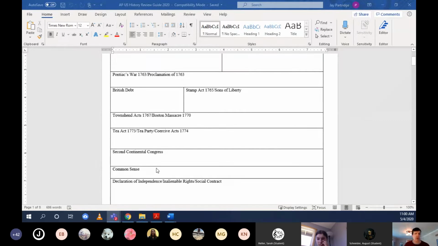So we have Pontiac's War of 1763 and Proclamation of 1763. Two big events that led to the American Revolution. Huge events.